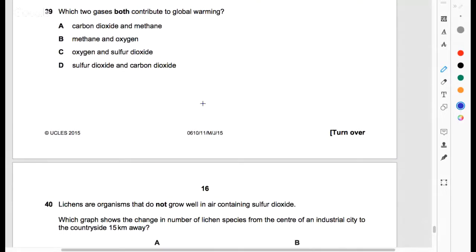Which two gases can both contribute to global warming? Carbon dioxide and methane, oxygen and sulfur dioxide, and carbon dioxide. So you kind of just have to learn these. Carbon dioxide and methane are both greenhouse gases. Methane is a much more potent greenhouse gas than carbon dioxide, fortunately producing slightly less of it. Cows, for example, beef farming produces an awful lot of methane because of the way that cows digest their food. That's why beef farming is so bad for the environment.